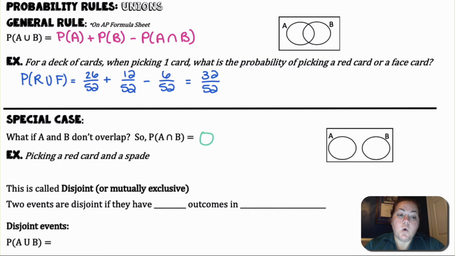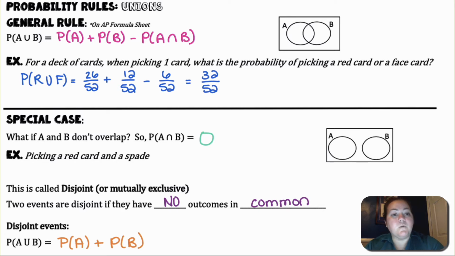Special cases. What if A and B don't overlap? So the probability of A and B equals 0. Okay, so you can see that those circles are not overlapping. We can call that disjoint or mutually exclusive. So picking a red card and a spade. All right, red spades are not red. So the probability of that happening is 0. Two events are disjoint if they have no outcomes in common. All right, so if you have disjoint events, the probability of A or B is just the probability of A plus the probability of B, because the probability of A and B equals 0.